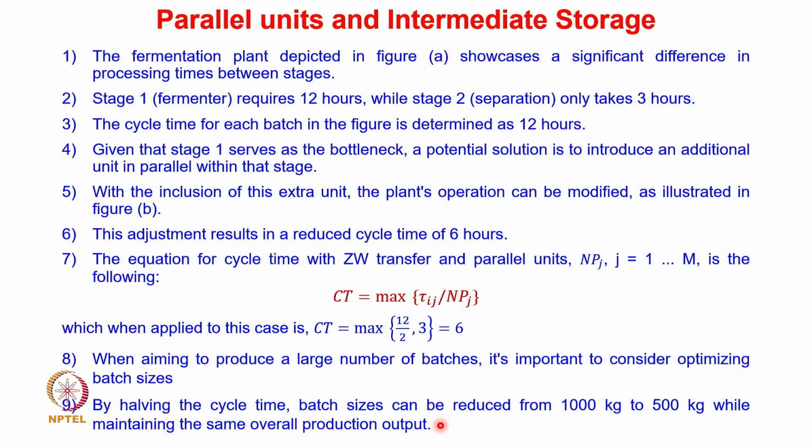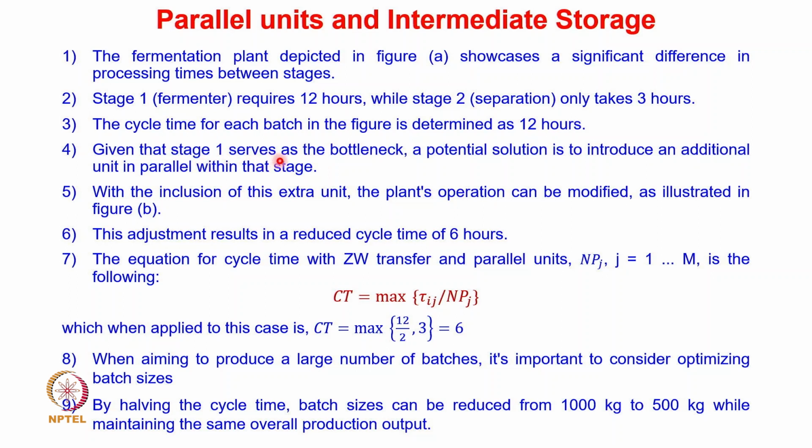The same discussion is written here. The fermentation plant depicted in figure A showcases a significant difference in the processing times between the stages. Stage 1 requires 10 hours, while stage 2 only takes 3 hours. So clearly stage 1 is the most critical stage here, the rate limiting stage. So the cycle time for each batch in the figure is determined to be 12 hours. That is what we have seen.